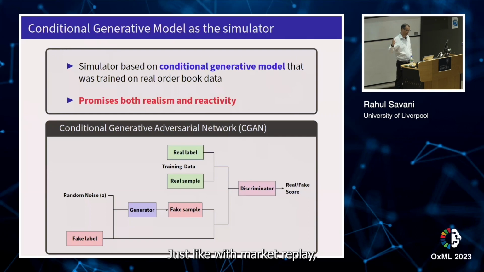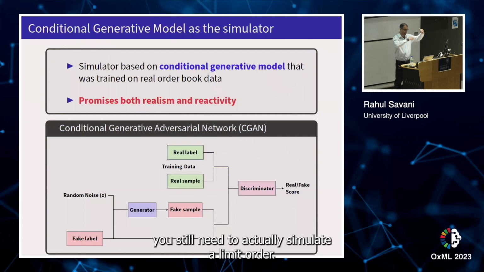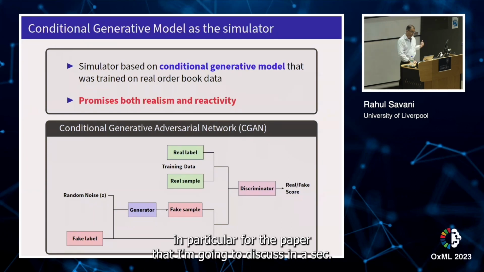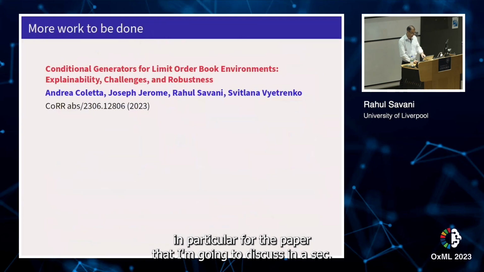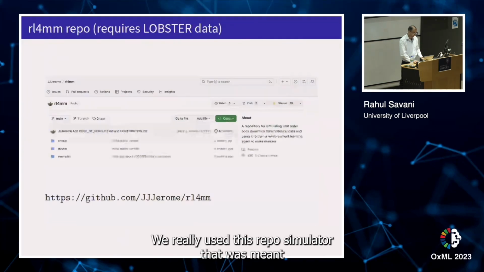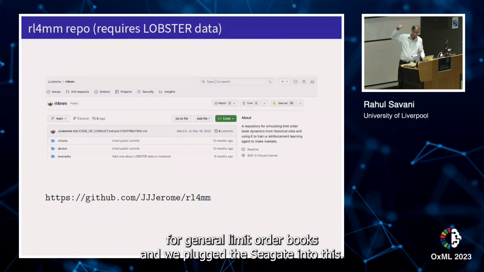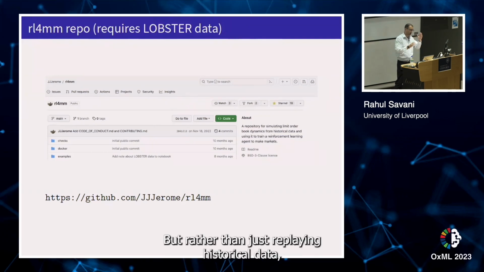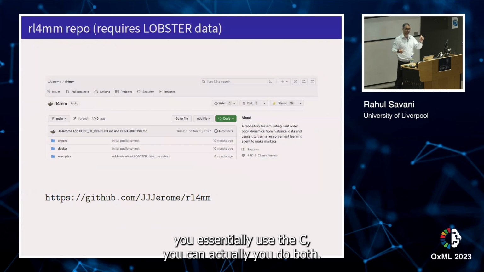Just like with market replay, you still need to actually simulate a limit order book. The C-GAN is one part, but you still have a simulator of the limit order book itself. In particular, for the paper that I'm going to discuss in a sec, we really used this repo, our simulator that was meant for general limit order books, and we plugged the C-GAN into this. So you still need a simulator, but rather than just replaying historical data, you essentially use the C-GAN.